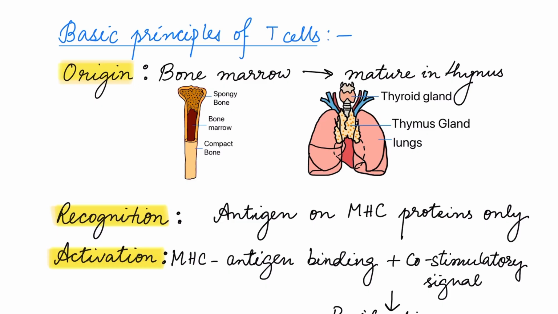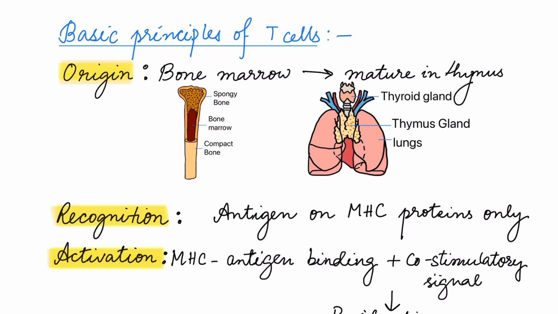Inside the thymus, these cells undergo a series of developmental and selection processes that ensure only functional, self-tolerant T cells will survive. Because of this maturation site, they are called T lymphocytes or T cells, where T stands for thymus derived. How do T cells recognize antigens?